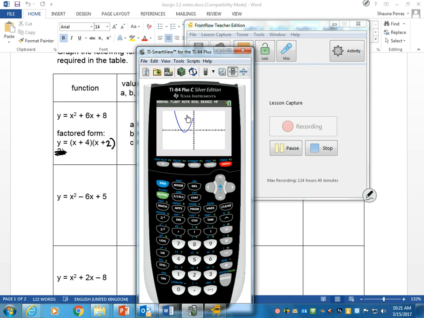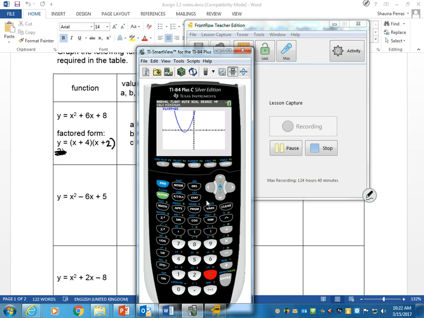hopefully your windows are set 10, negative 10, 10, negative 10, and we can see that the vertex is right here, right? How can we tell where exactly it is? We can guess that it looks like it's negative 3, 1. Do you guys remember how to find that vertex? Maximums or minimums. Is this a maximum or a minimum? It's a minimum.